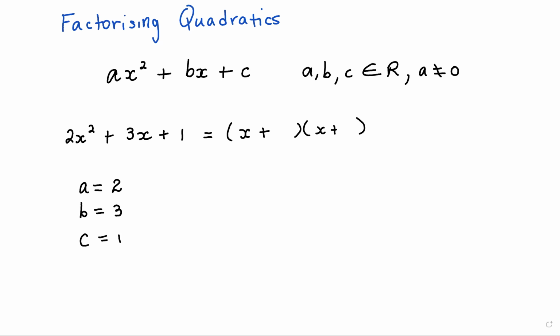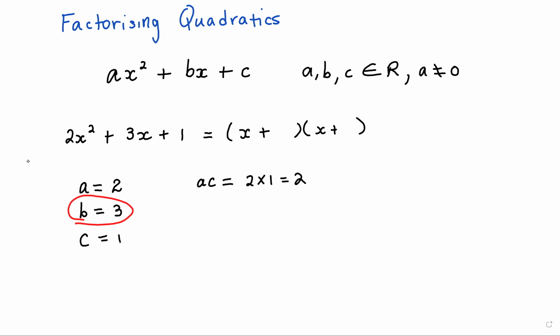The next thing you do is you find AC. AC is found by multiplying A by C. So AC will be 2 times 1, which is 2. And then you need to find the factors of AC, in this case 2, that will add or subtract to give you B, and at the same time multiply to give you AC.